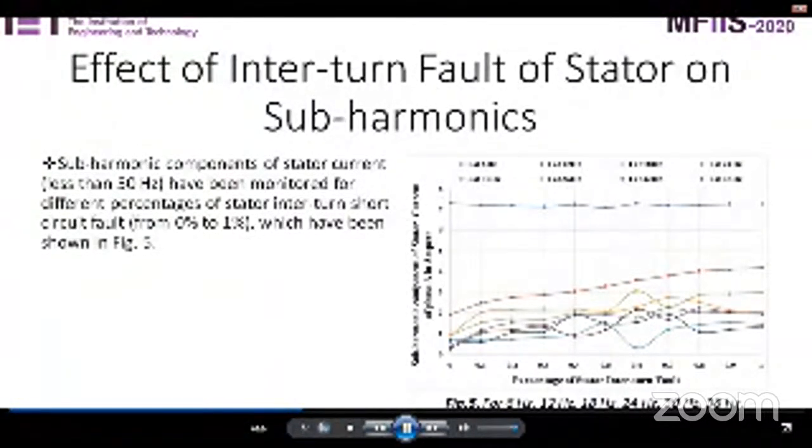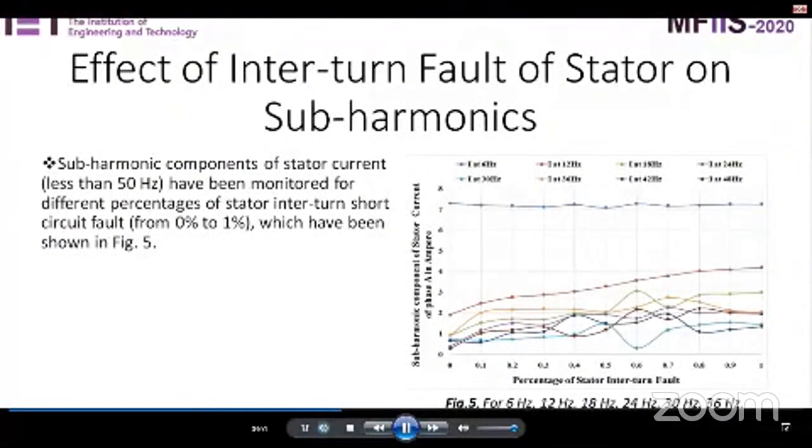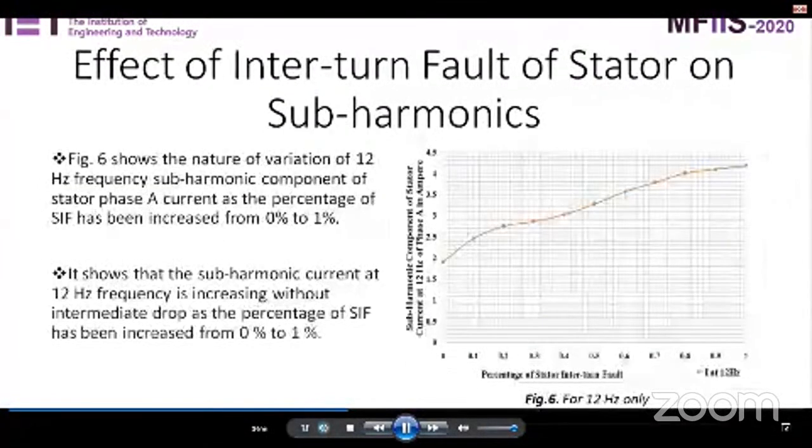Subharmonic components introduce losses in BLDC motor, for which motor efficiency decreases. In this section, the various subharmonic components of stator current which are less than 50 Hz have been monitored for different percentages of stator interturn fault and it is shown in figure 5. It is very clear that out of all subharmonic components studied here, only the 12 Hz subharmonic component of stator current is increasing without intermediate drop as the percentage of stator interturn fault has been increased from 0% to 1%. The nature of variation of 12 Hz frequency subharmonic component of stator phase A current has been shown in figure 6.